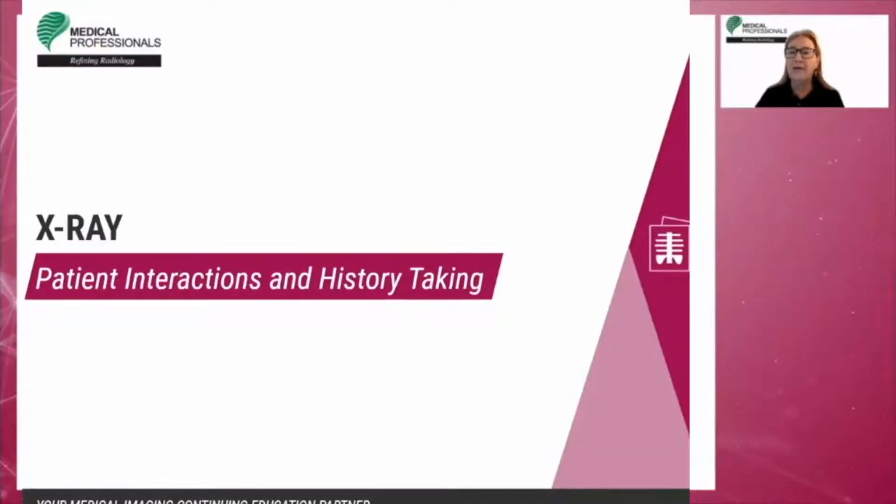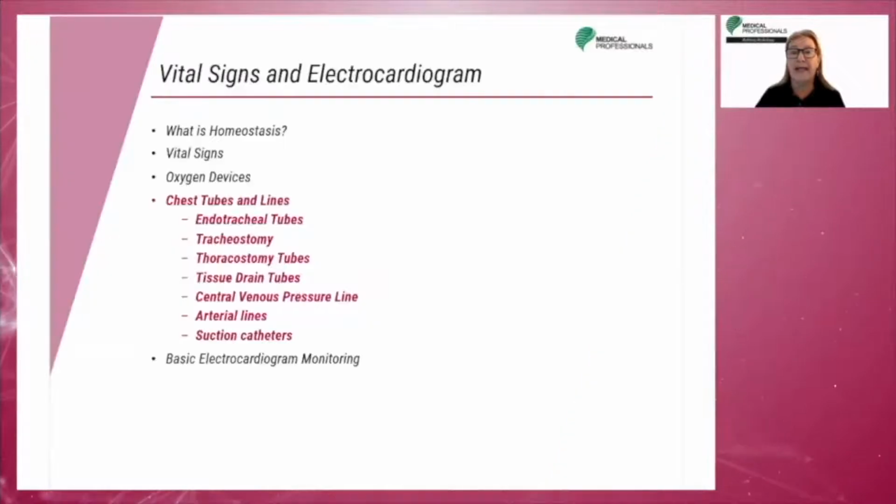We will now cover chest tubes and lines, including endotracheal tubes, tracheostomy, thoracostomy tubes, tissue drain tubes, central venous line, PICC line placement, arterial lines, and pulmonary arterial catheters.